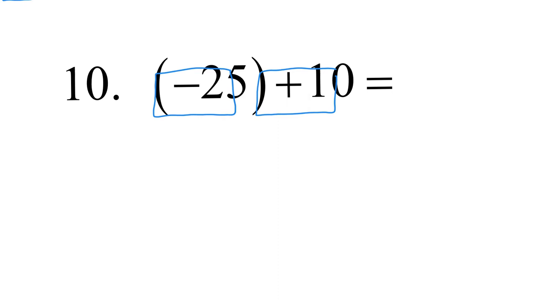So you subtract the numbers and you keep the sign of the biggest number. So when you subtract biggest minus smallest, 25 minus 10, that's going to be 15 right here. And you keep the sign of the biggest number. And the biggest number is 25. So it's negative. So we have a negative 15 for our answer.